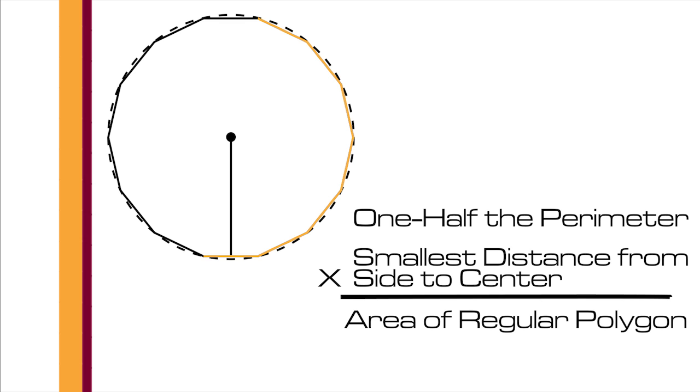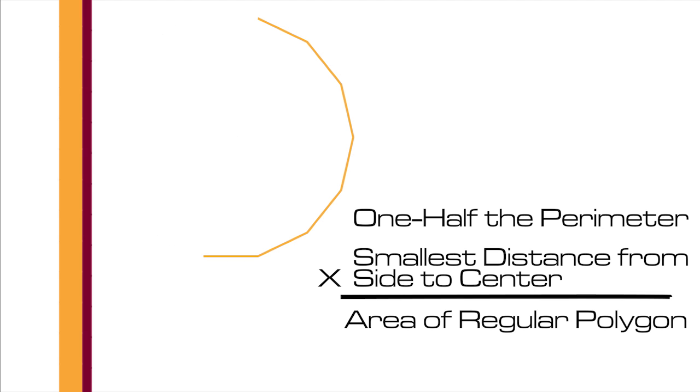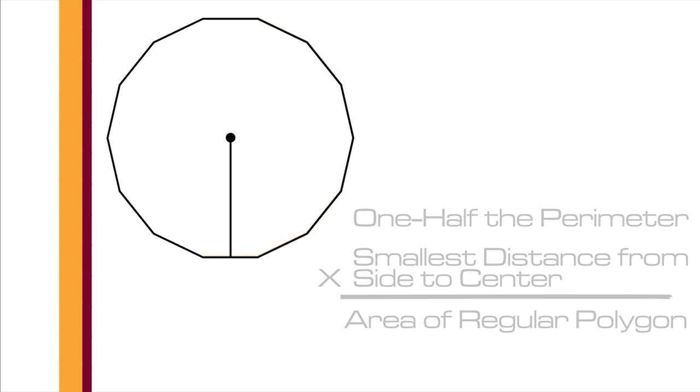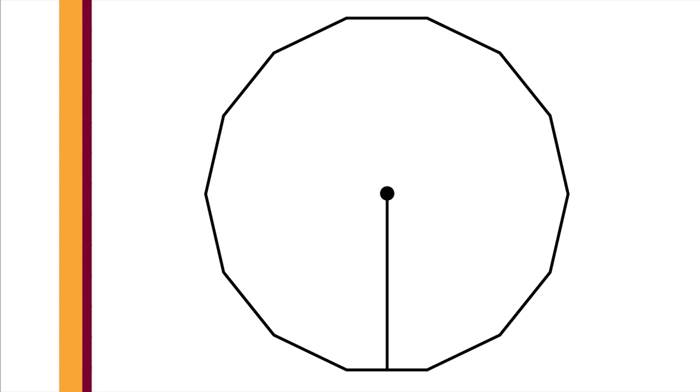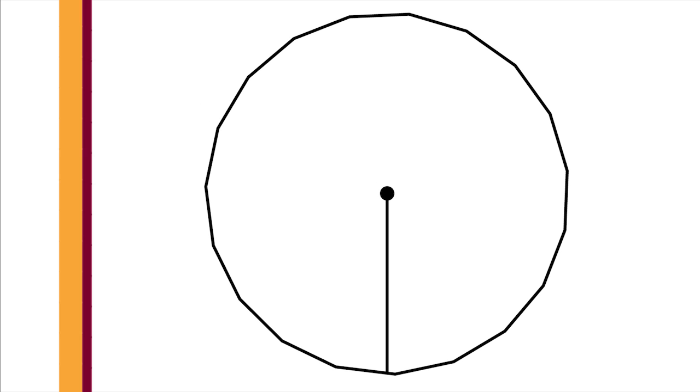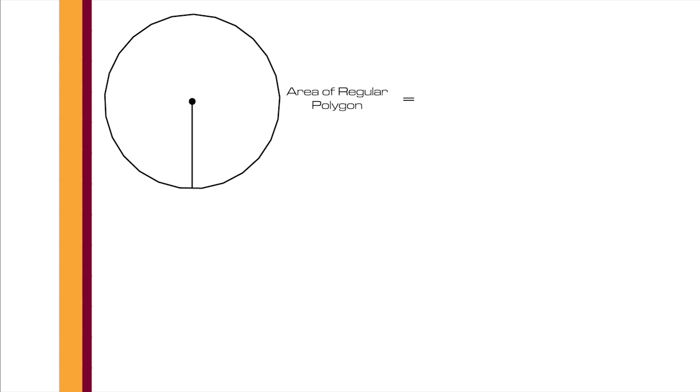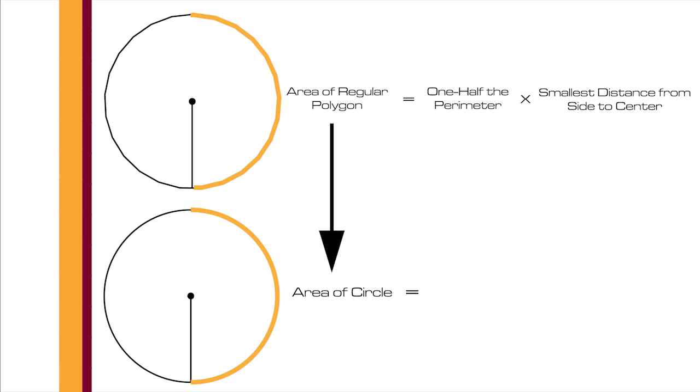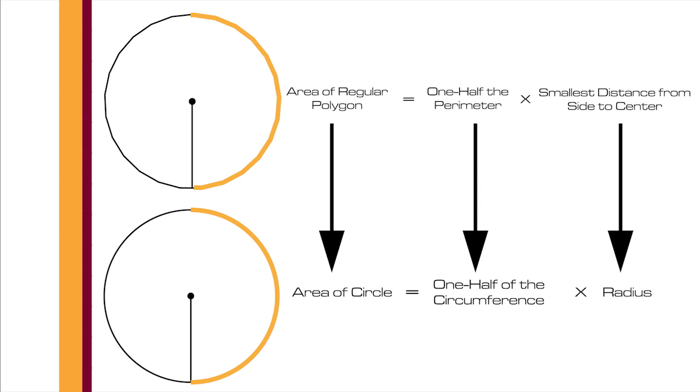Once students understand that multiplying half the perimeter by the distance from side to center will calculate the area of any regular polygon, ask them what a regular polygon looks like as the number of sides continues to increase. Students will likely point out that a regular polygon looks more and more like a circle as the number of sides increases. At this point, present the area formula for regular polygons once more and give students the opportunity to make connections between specific measurements of the regular polygon and circle. In doing so, they will begin to derive the formula for the area of a circle.